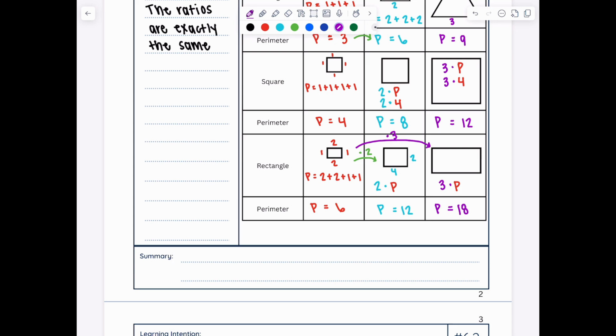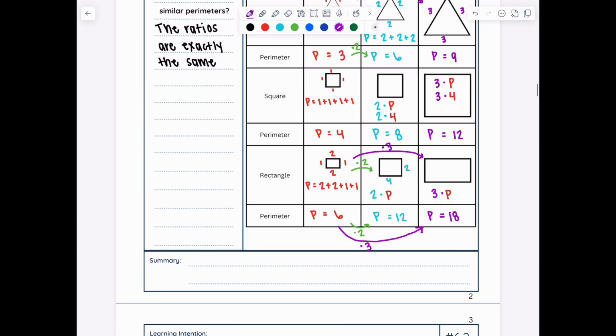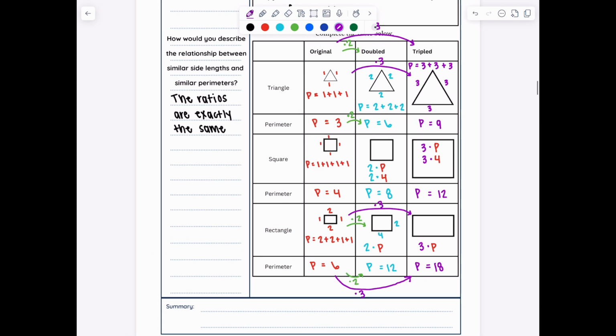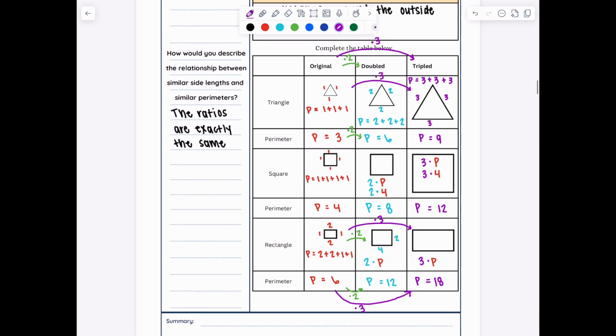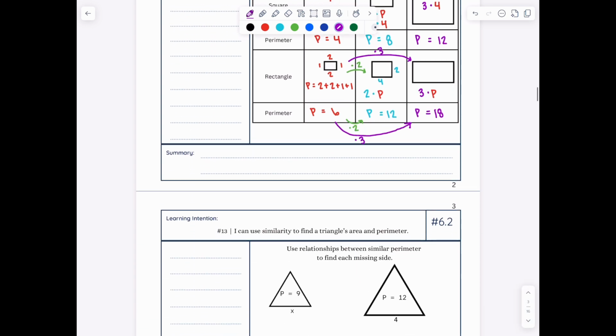If you have the perimeter of one shape and you know the ratio of those side lengths, you can continue that ratio and you can actually find the perimeter that way. So if you know that you have an original perimeter, when I double and when I triple that shape, the perimeter is also doubled or tripled. So similar shapes have perimeters that are going to have the same ratios as their side lengths, which is a pretty cool feature.